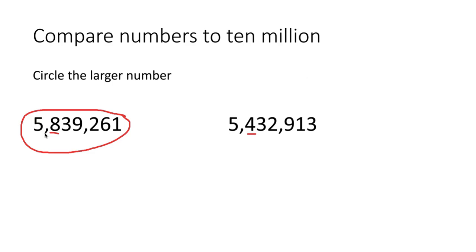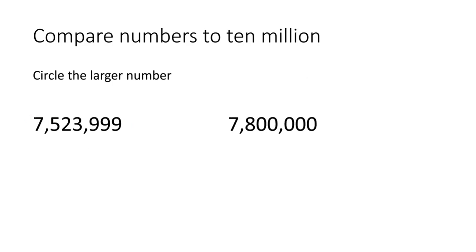So this number is 5,839,261. This is 5,432,913. Both have 5 million in them. So we need to look at the next largest value, the hundreds of thousands. This number has 8 hundreds of thousands, where this has 4 hundreds of thousands. So we can tell that this number will be larger than this number. And I've circled it for you already. I'm going to click carefully this time just once. Okay, let's circle the largest number here.